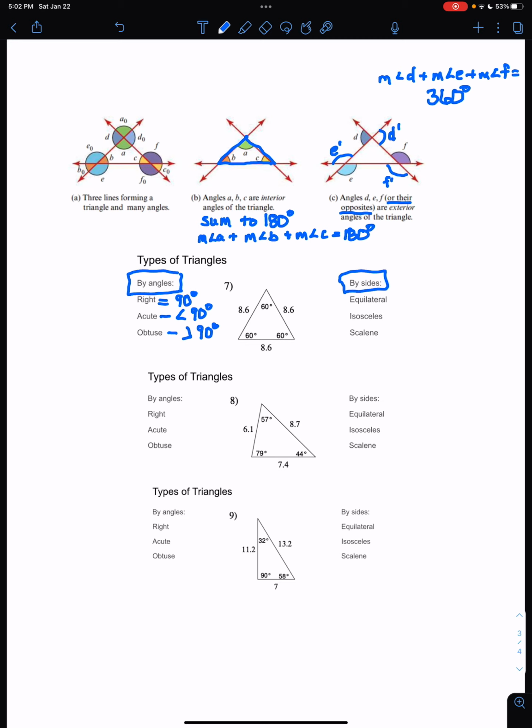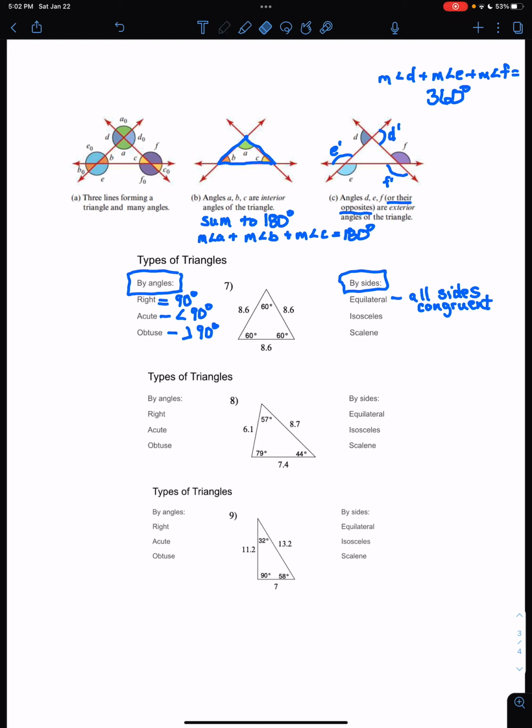Now, how about sides? Sides, we're mainly talking about whether they're equal to each other, congruent to each other, or not. So an equilateral triangle means that all sides are congruent. And a way to remember that is equal is in the word equilateral, or it sort of sounds the same. Equal measures of all sides. So that would be an equilateral triangle.